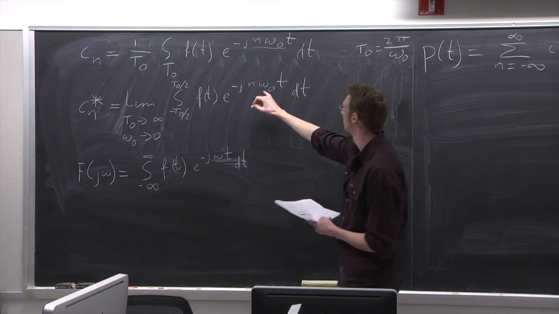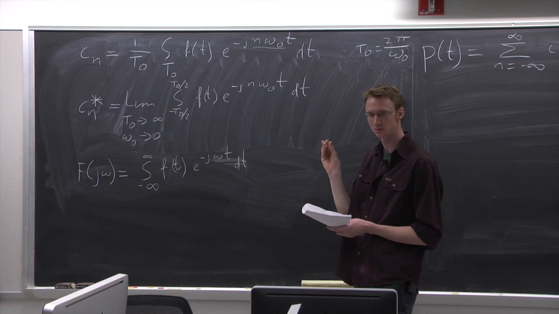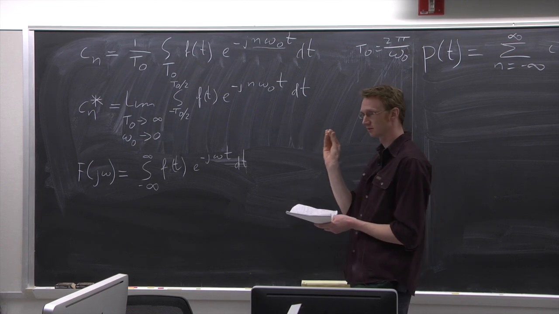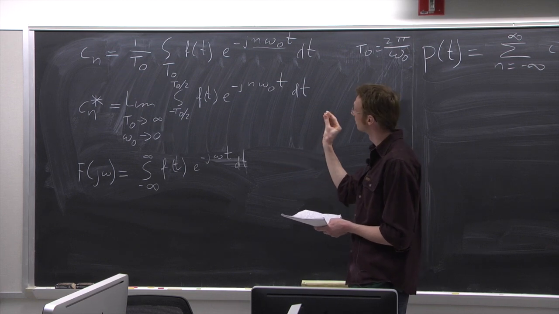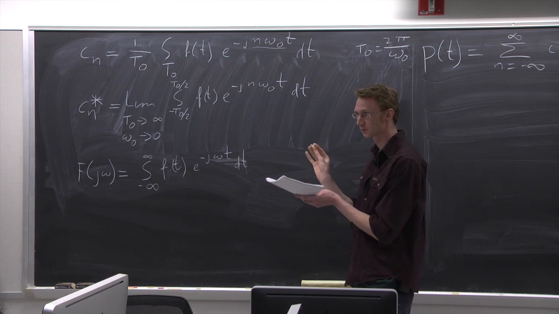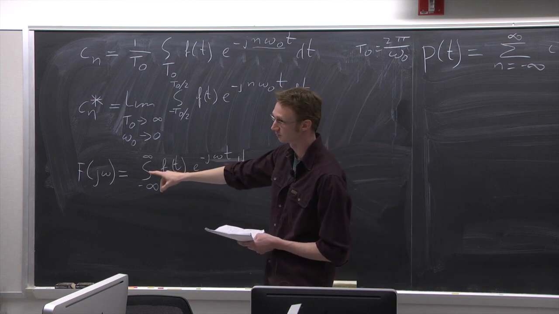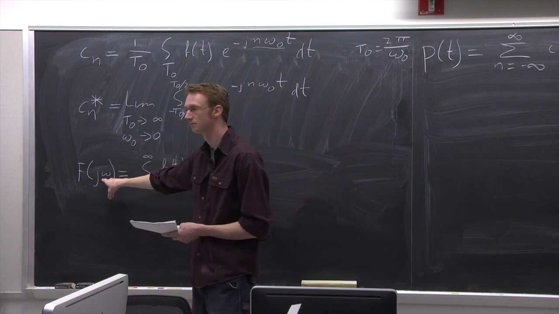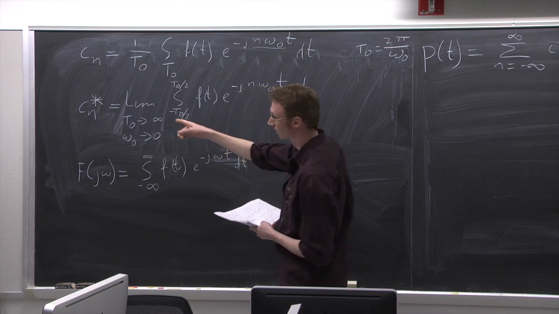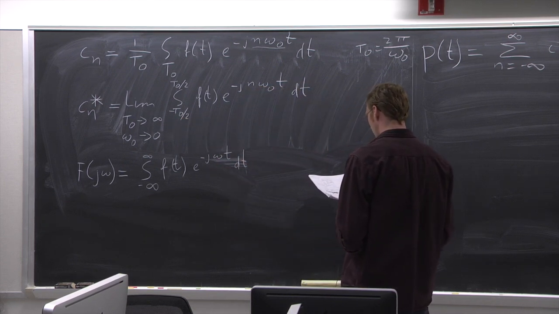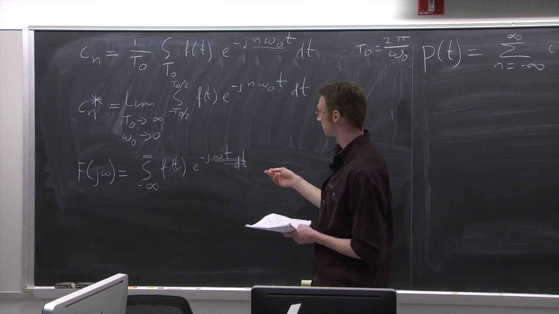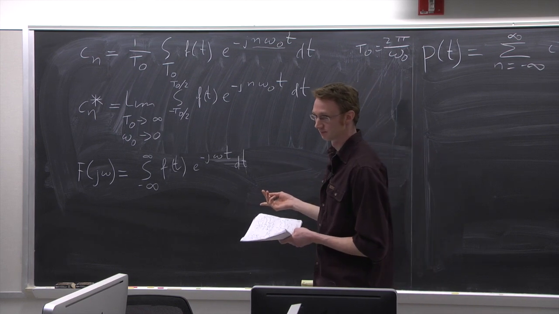And this is because the n omega naught were the steps. So n times omega naught were the different points on the frequency axis. Right now we don't have discrete points anymore, but instead we have a continuous variable. And it became an argument of the function, rather than an index to the coefficients. All right. Now this is already our Fourier transform.